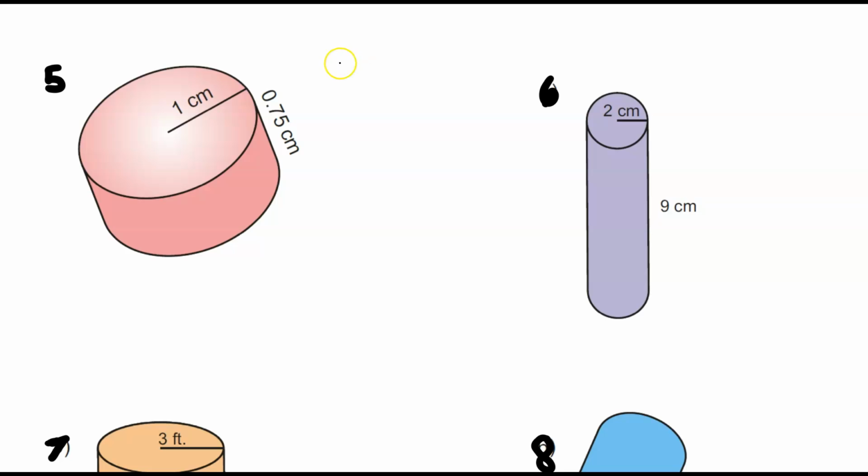If you want to know how to draw a cylinder, you draw 2 circles, just off a little bit, and then just connect them on the outside with lines like that. But it's totally up to you if you want to draw the shape or not.